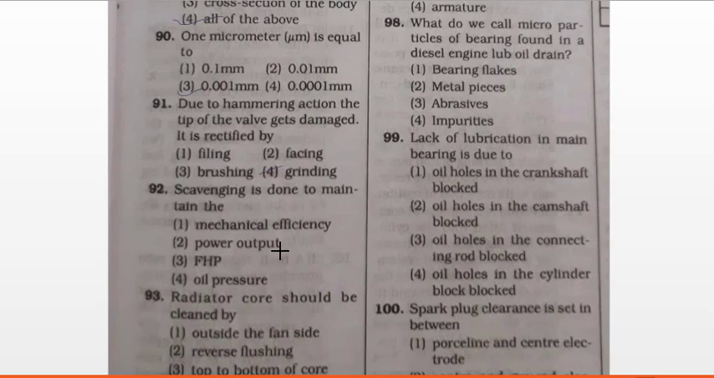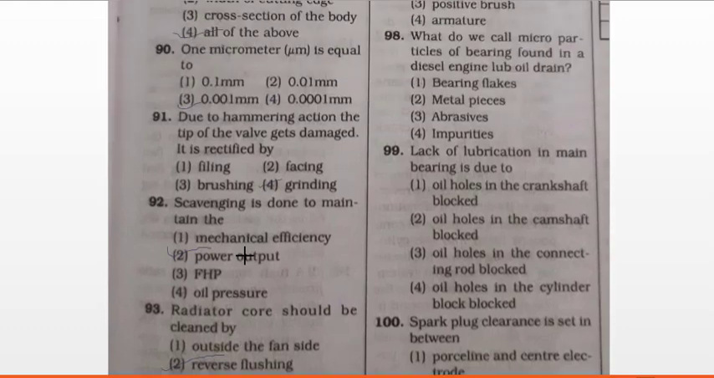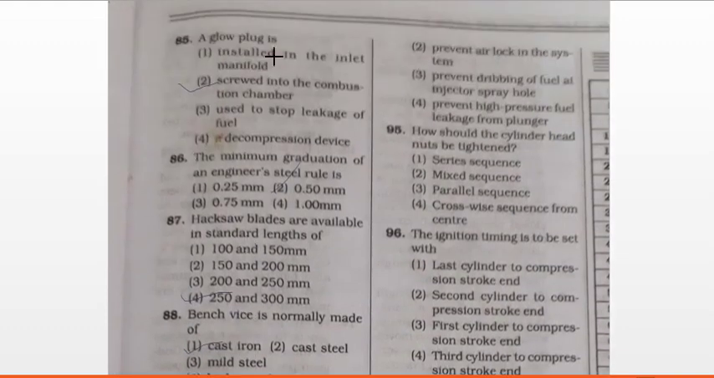Scavenging is done to maintain the power output. Radiator core should be cleaned by reverse flushing. Delivery valve is provided in FIP to prevent dripping of fuel at injector spray hole.